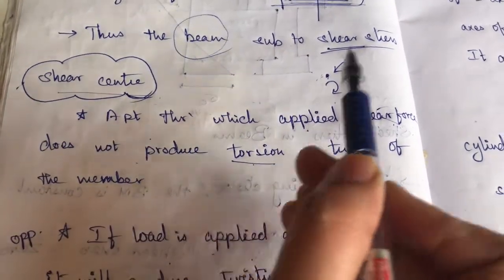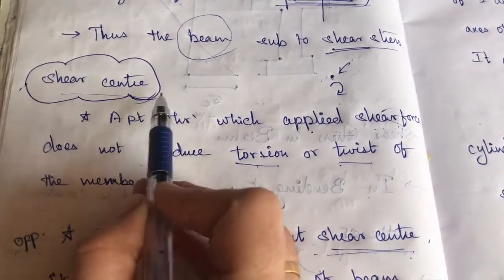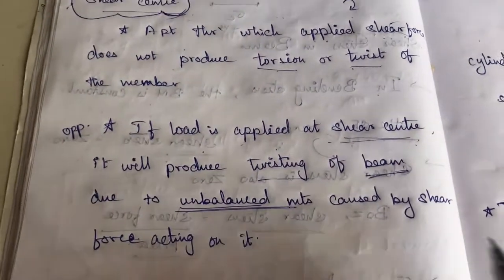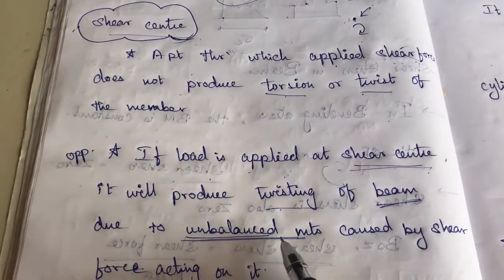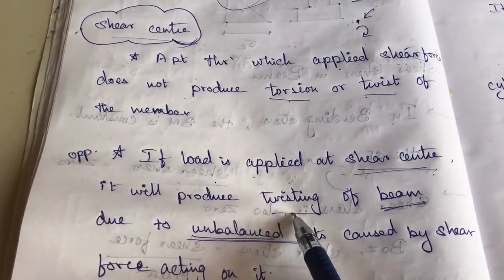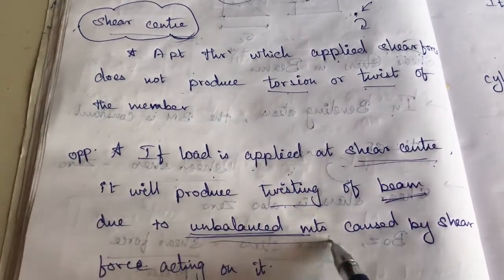So if we are applying a load away from this shear center, it will produce twisting and bending moment, twisting and torsion to the beam due to the unbalanced moment.